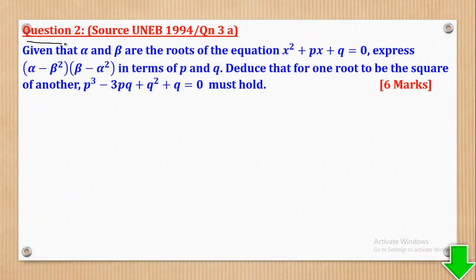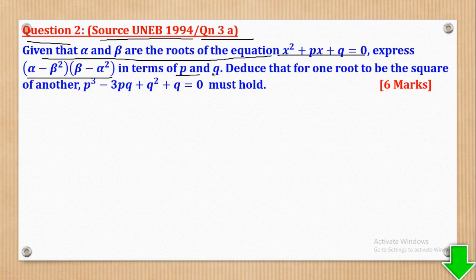So now we shall go to question 2, which came from UNEB 1994, paper 1, question 3a, and says, given that alpha and beta are roots of the equation this, express this in terms of p and q and deduce that for one root to be the square of another, p cubed minus 3pq plus q squared plus q is equal to 0 must hold.